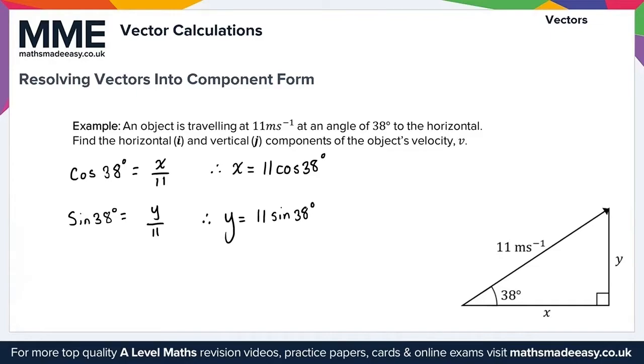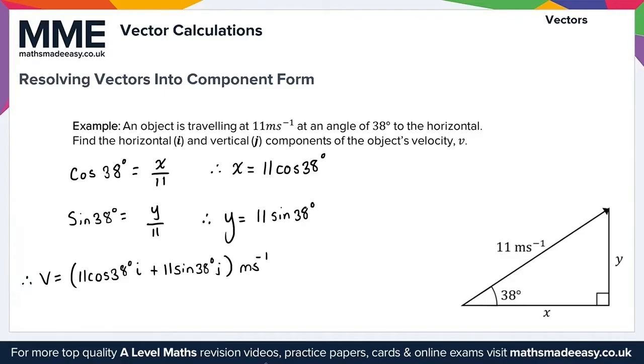So in that case then, v is simply equal to 11 cos 38 degrees, and that's our i component there, plus 11 sine 38 degrees, and that's our j component there. Okay? And this is in terms of v here, the object's velocity. So that means we're going to have units of meters per second there.